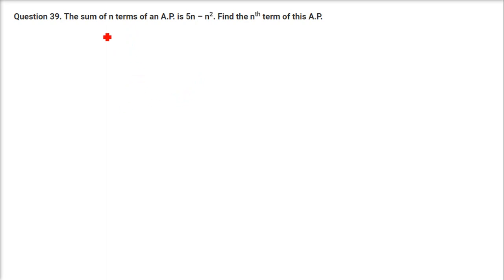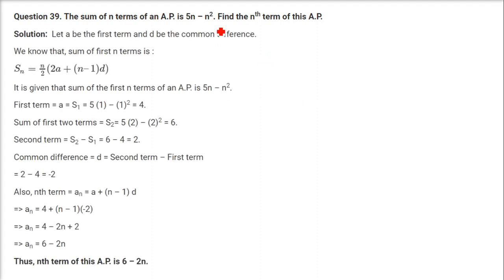Similarly, we will do it like this. The sum of n terms is this one, 5n minus n square. We have to find the nth term of an AP. So you can write this an will be Sn minus Sn minus 1. This is one way, which we just saw. So how to do it in another way?